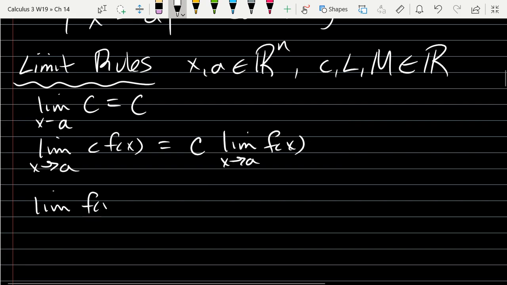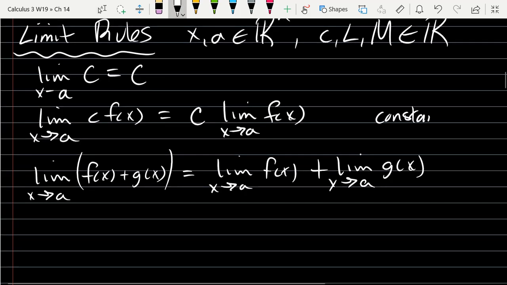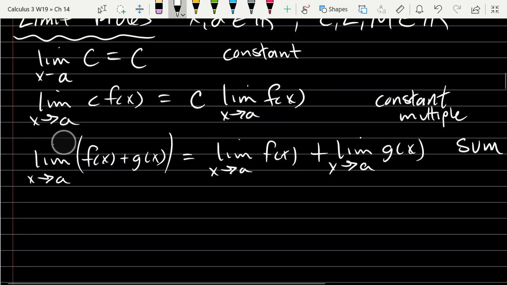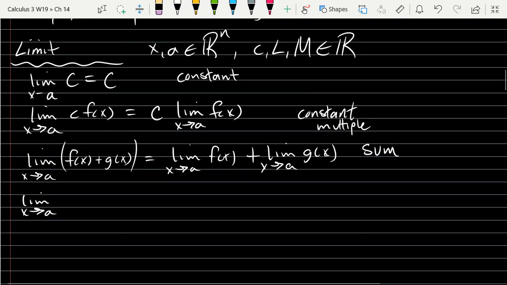So next we have the sum rule. So we have the limit of f plus g. This will be the limit of f of x plus the limit of g of x. So the first rule is constant multiple, and the second rule was the sum rule. The first rule is just the constant rule. I'm going to use the word laws instead of rules because I'm about to do the product law, which is definitely not the same as the product rule with derivatives. So if you have the limit of a product, it is the product of the limits.